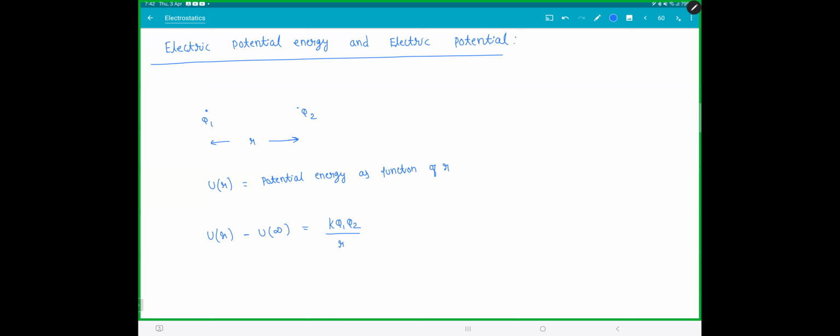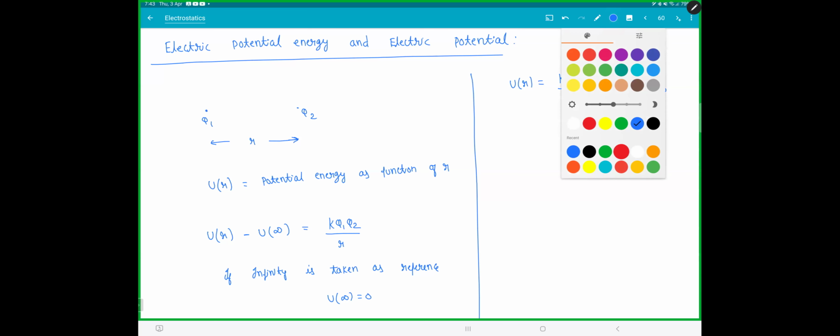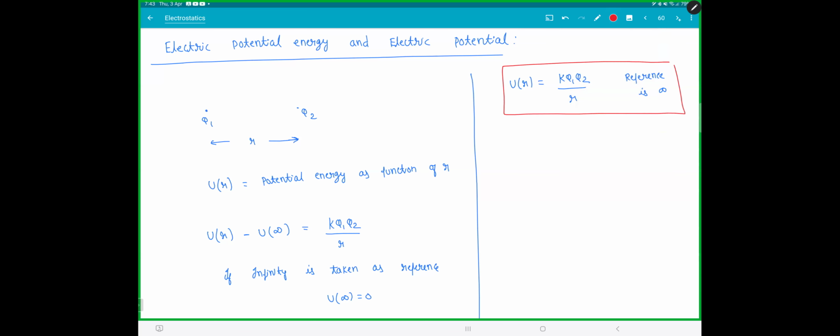You won't get R square in the denominator. Sorry, R. Remember potential, you'll always get potential energy difference. You're getting it? So if infinity is taken as a reference, then you will take U of infinity as 0. Then your formula becomes the potential energy is equal to K Q1 Q2 by R. So reference is infinity. There. This is the main result you need to remember. This is also an important one.